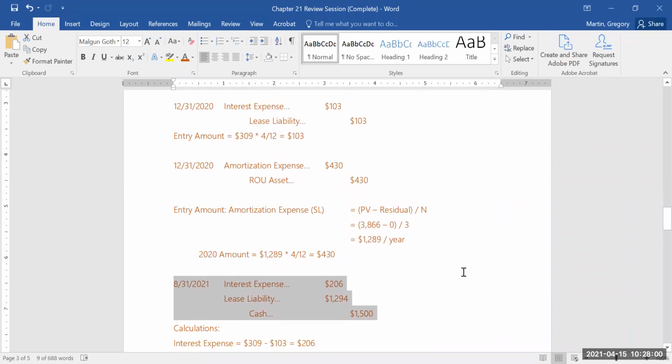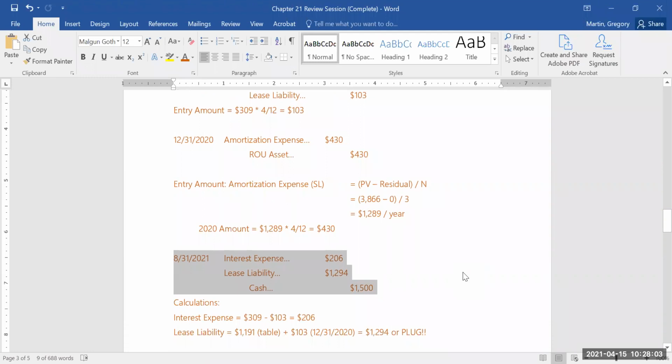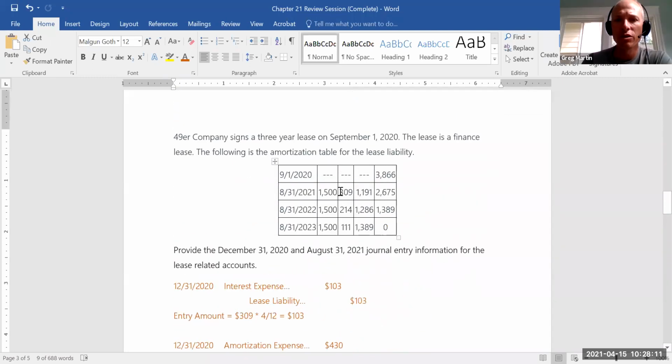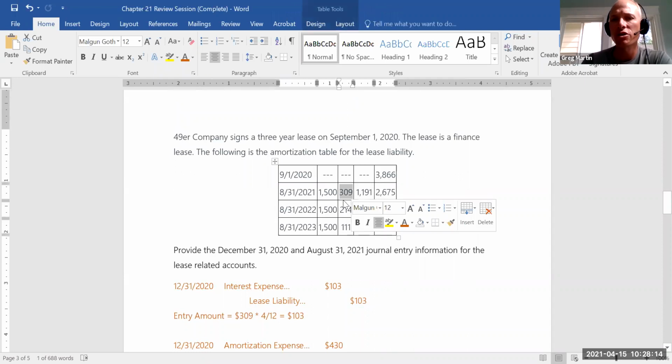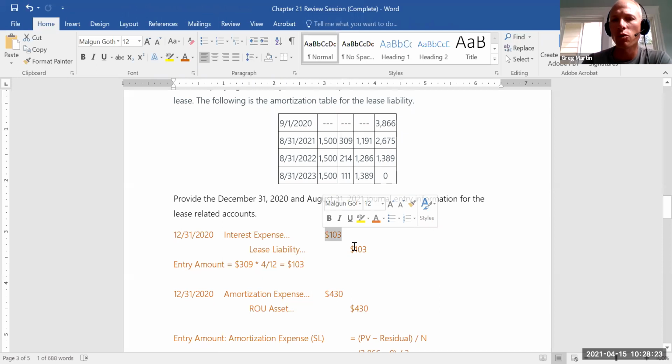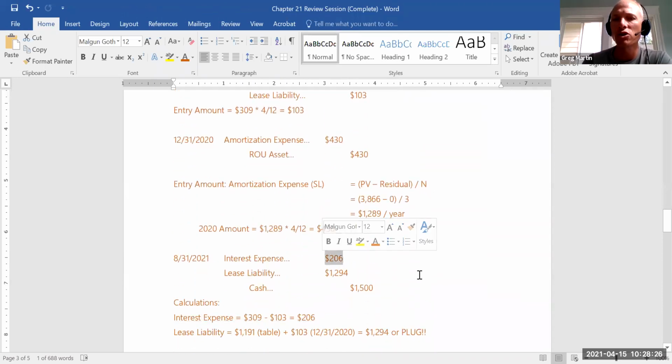Sure. So that 309 amount from the interest expense, we don't include that in that calculation because that's pulled from the table. Is that correct? Yes. So this interest expense right here, this 309, that is 12 months of interest expense from September 1st, 2020 through August 31st, 2021. So we had already recorded some of it, the 103, and then we're just recording the remaining amount. So we just take that directly from the table. Now, could you calculate it? Yes, but you could take 309 times 8/12, and you get 206.